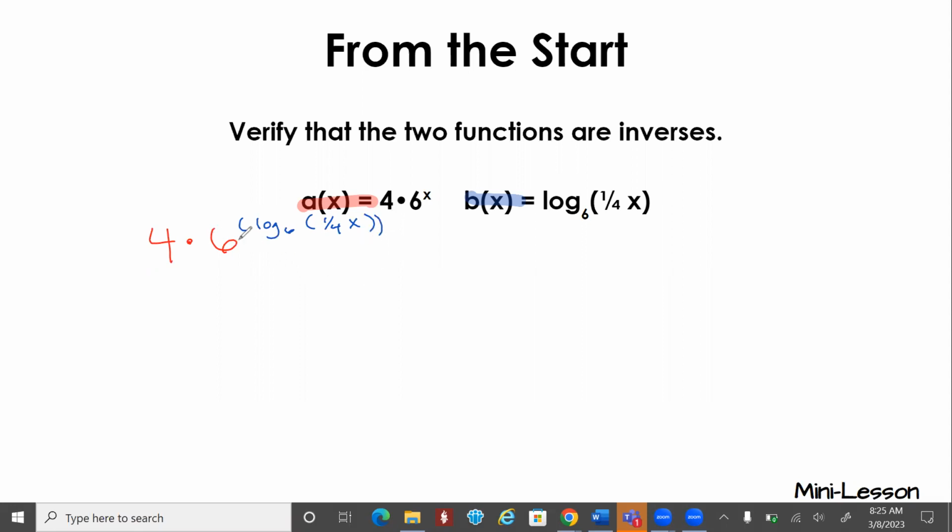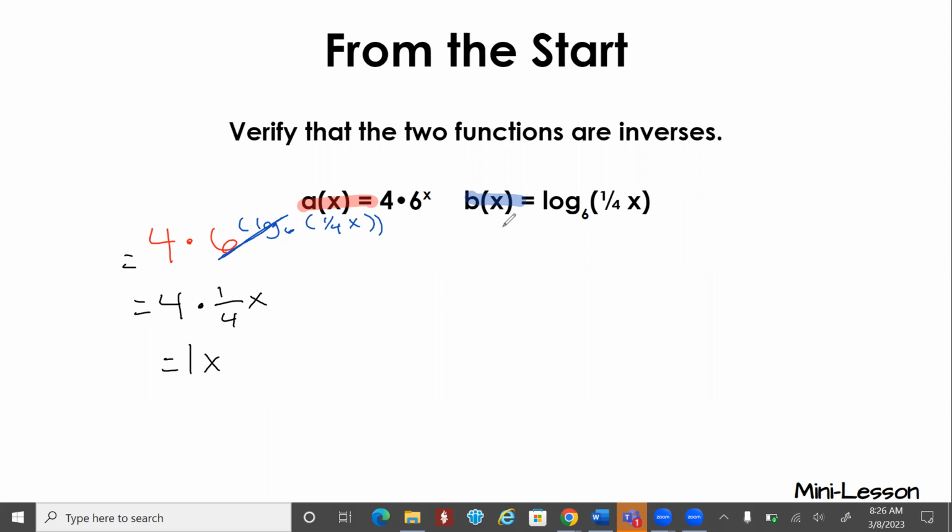Well, we see that we have a base here, and the base of this log are the same. So these are going to be able to cancel, and we're left with 4 times 1/4 times x. Well, what's 4 times 1/4? Just 1. So this is going to be y equals x.